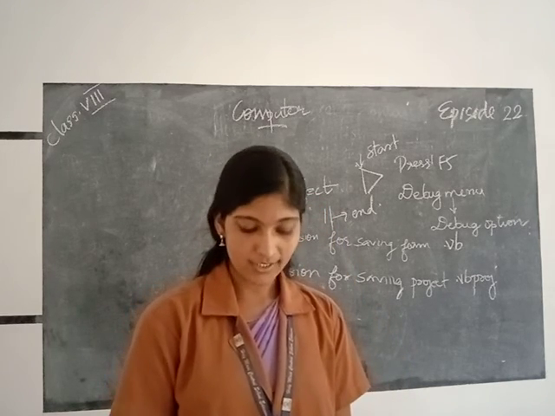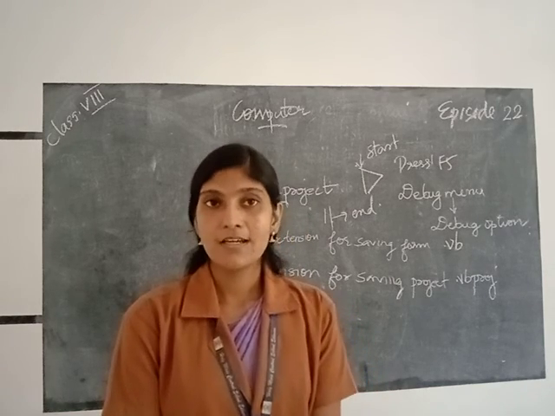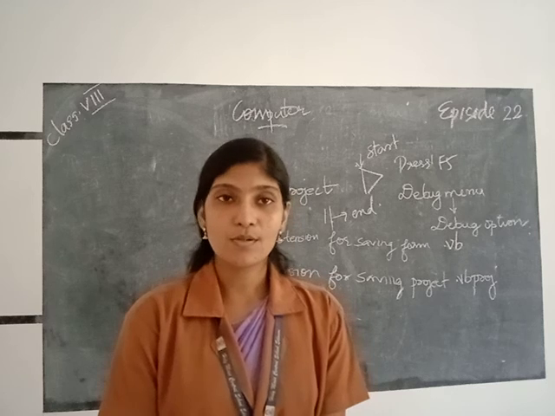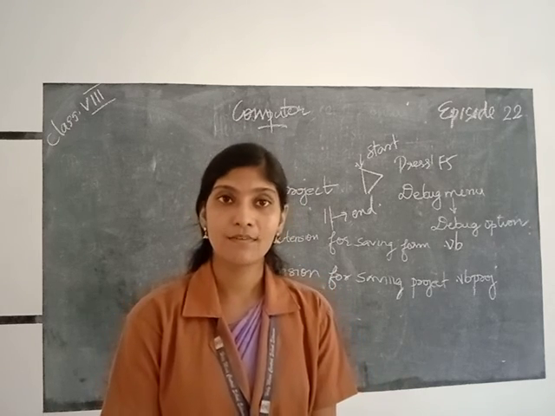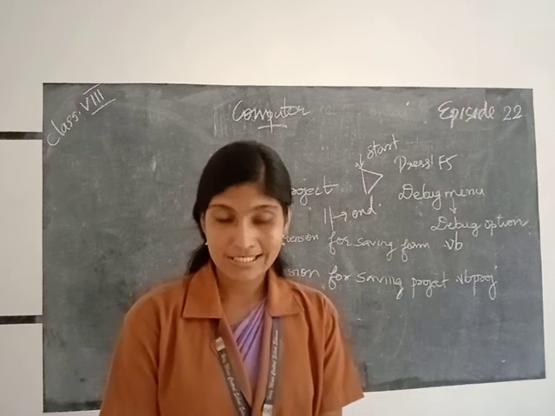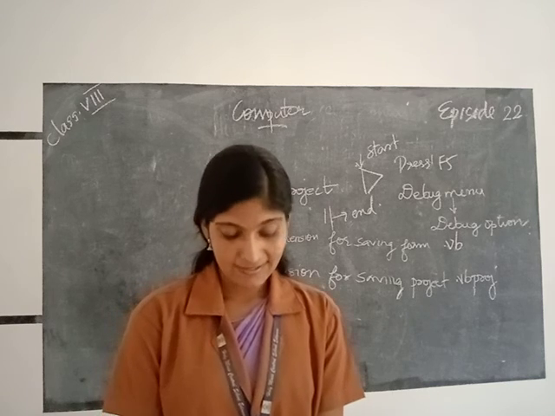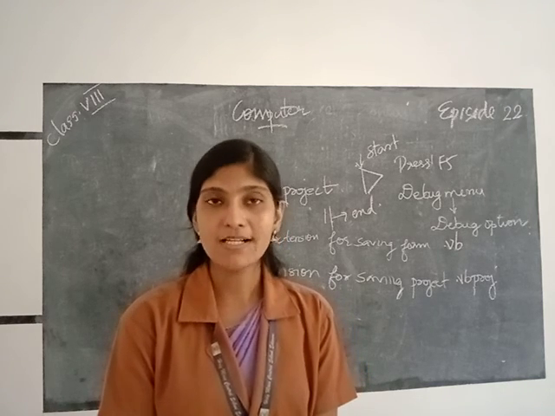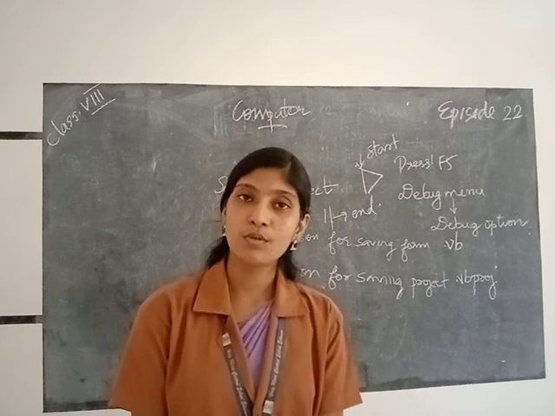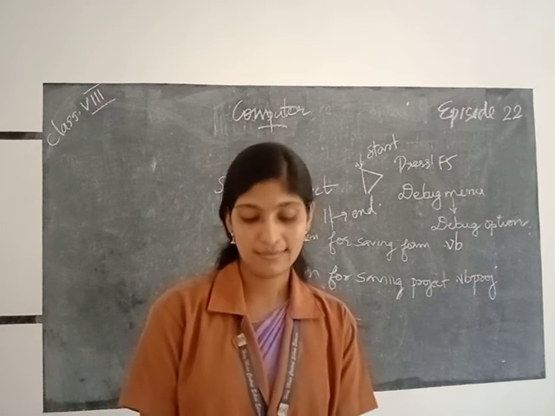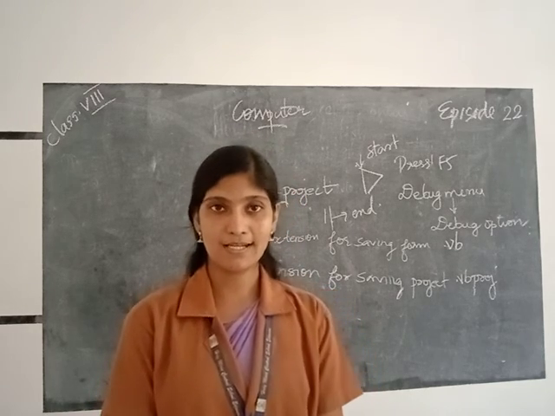So once again, what are the things we have discussed in this chapter? First, we have discussed some controls: label, text box, buttons, text areas, timer, forms, etc. So what is a label control? A label control is used to display text that you do not want the user to change. That is a label text.